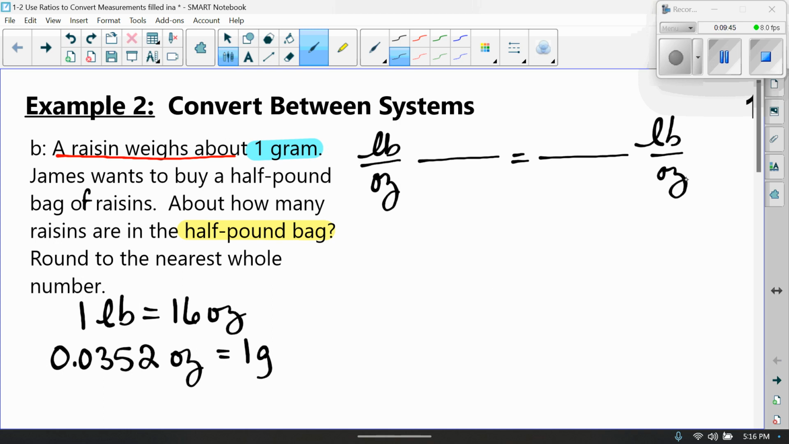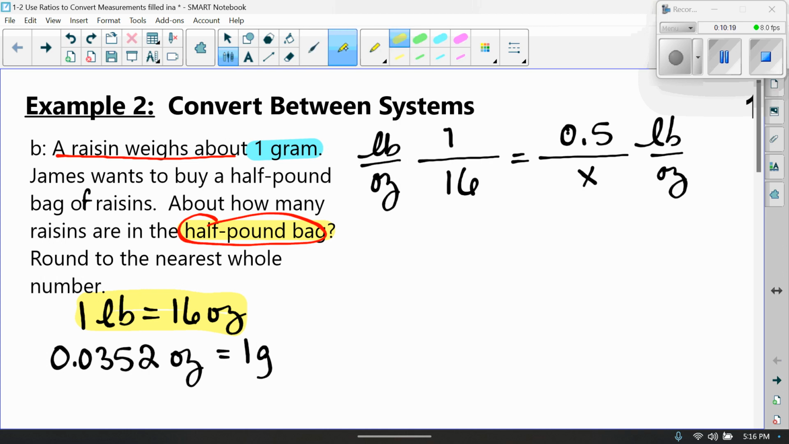So let's put this first conversion in our proportion. That's going to be 1 pound on top, and 16 ounces in the denominator, okay? And we're converting a half pound bag, so this is going to be 1/2 pound, 0.5, and then we're solving for how many ounces that is.